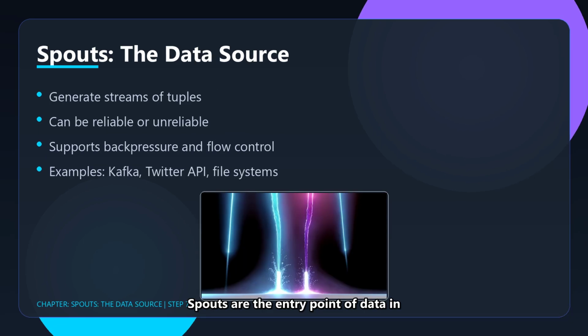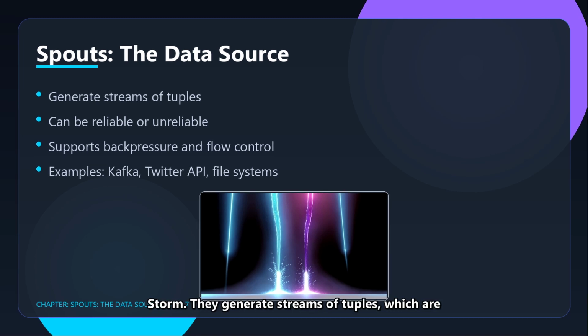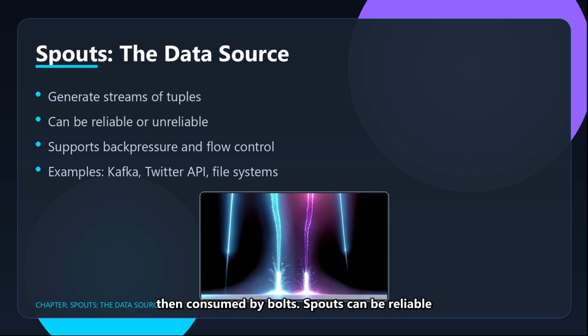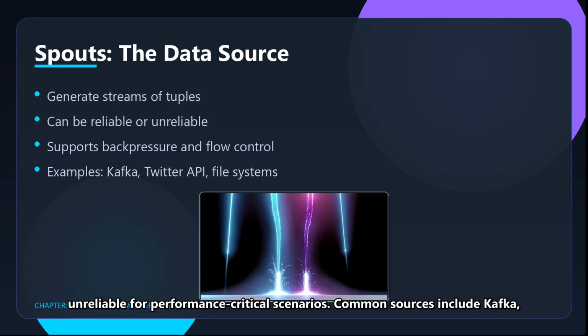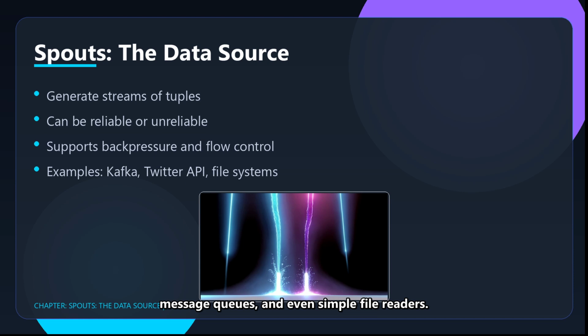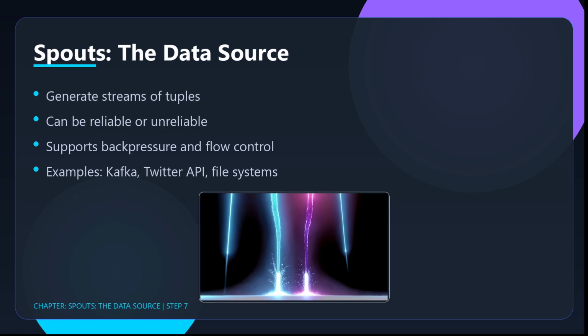Spouts are the entry point of data in Storm. They generate streams of tuples, which are then consumed by bolts. Spouts can be reliable, meaning they replay failed tuples, or unreliable for performance-critical scenarios. Common sources include Kafka, message queues, and even simple file readers.